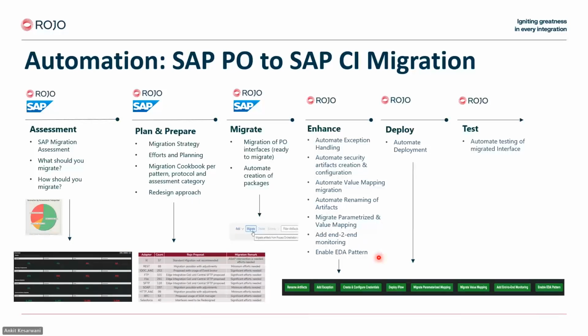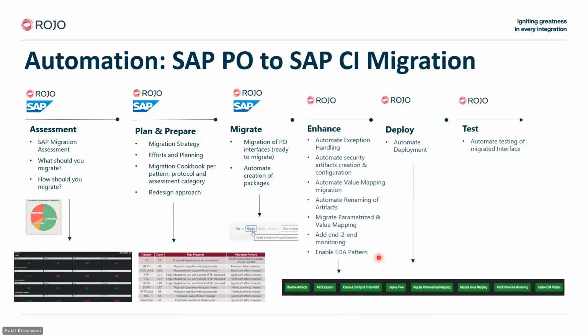So the enhance part is the part where Rojo, on the basis of experience with different customers during the migration, has tried to automate these parts to avoid all the manual steps. And that is what my colleague Ashwini will showcase in the demo. So this is a summary of the different stages and their key aspects which we need to take into account.